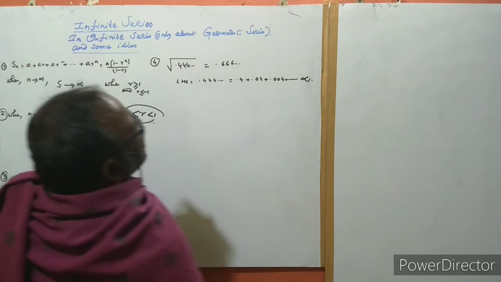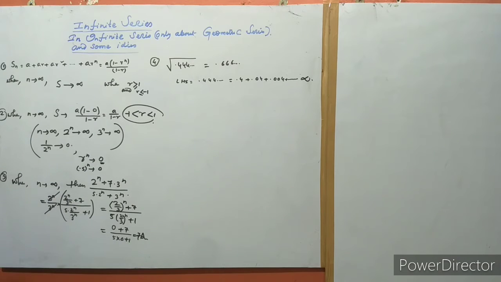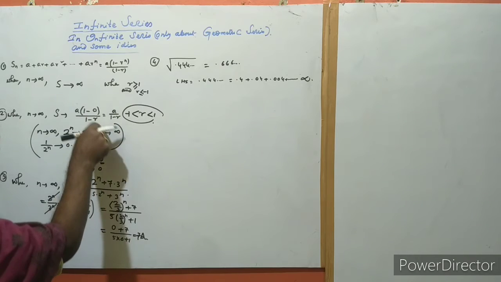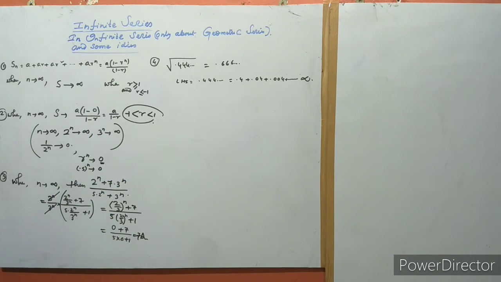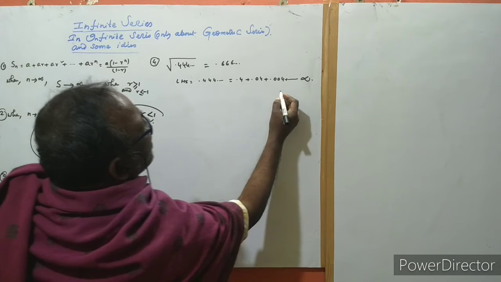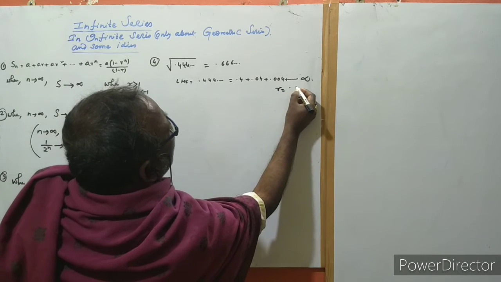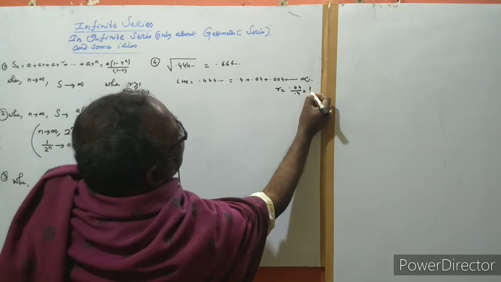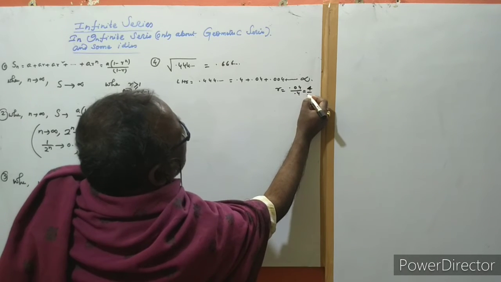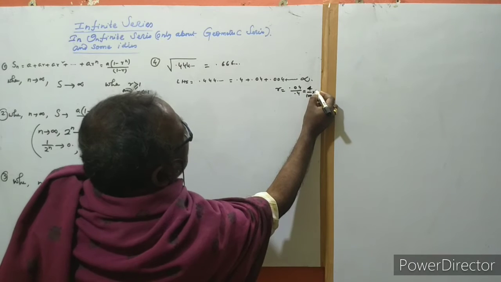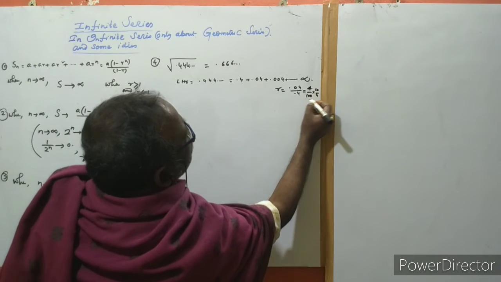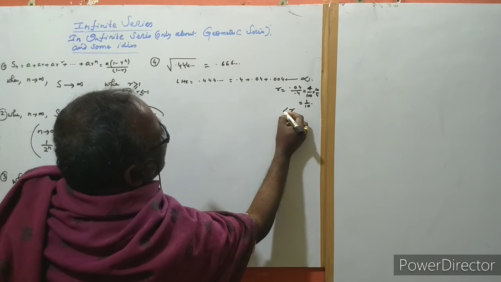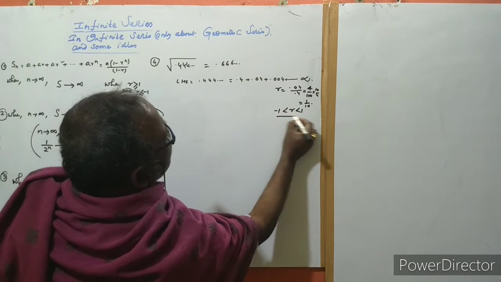So this is an infinite GP, and the value of r lies between -1 and +1, so you can apply the sum formula a by 1 minus r. See carefully. If we divide this by this, then r is equal to 0.04 by 0.4, which is equal to 4 by 100 times 10 by 4. So this is 1 by 10 only. So see, the value of r lies between -1 and +1.